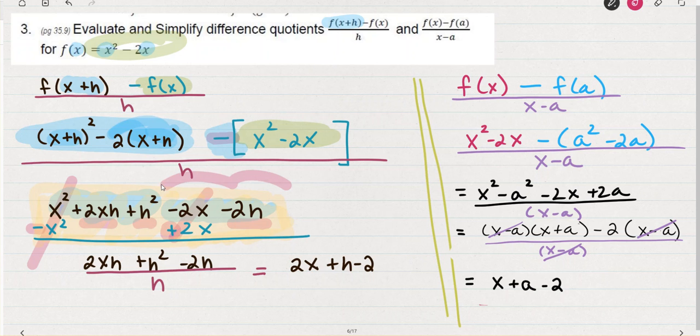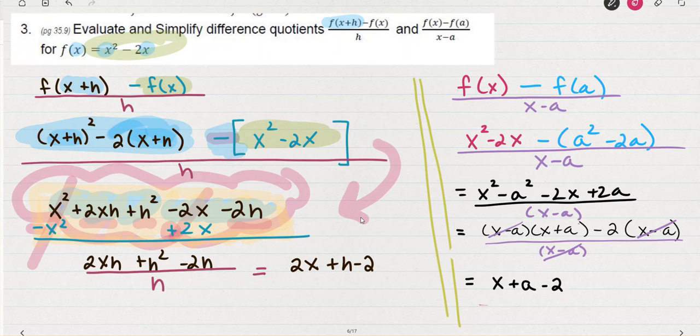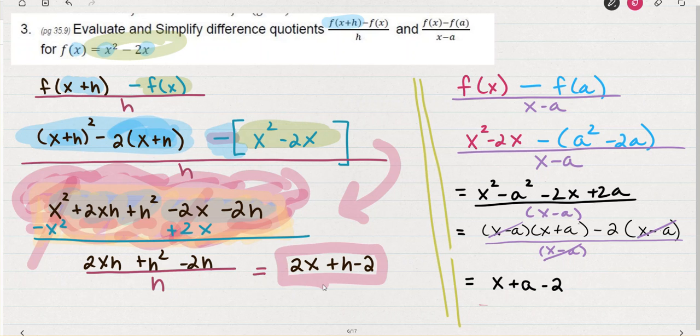And then you have to think of this as an aside, because this is not equivalent to this, because I still have to divide by h. So make sure you see that step with this step in the pink cloud here. We see this kind of like as an aside. I'm going to do that scrap work. What I get from that aside is 2xh plus h squared minus 2h all over h. When I divide out the h, I'm left with 2x plus h minus 2, which is the answer.